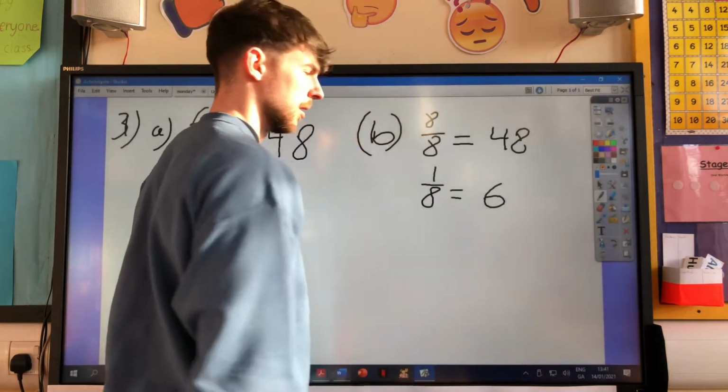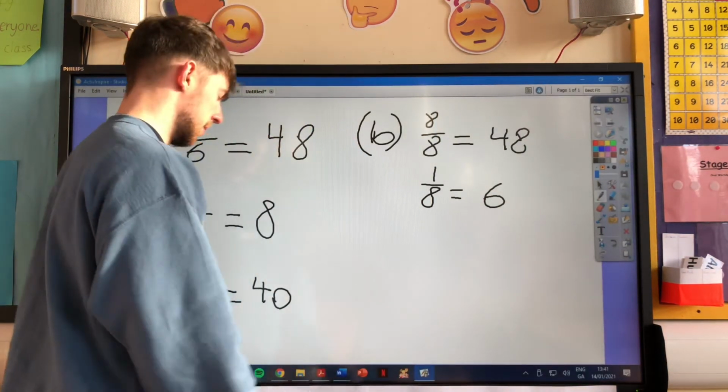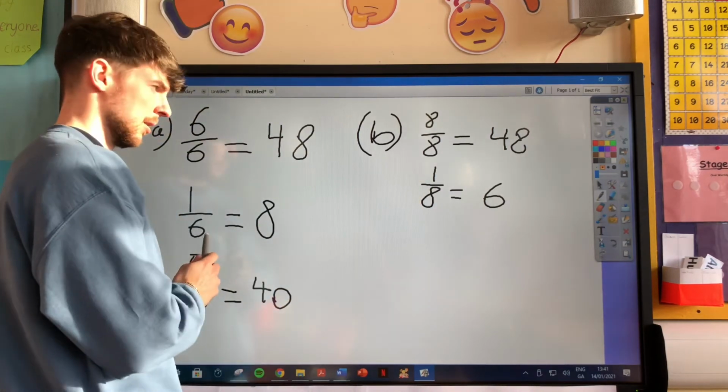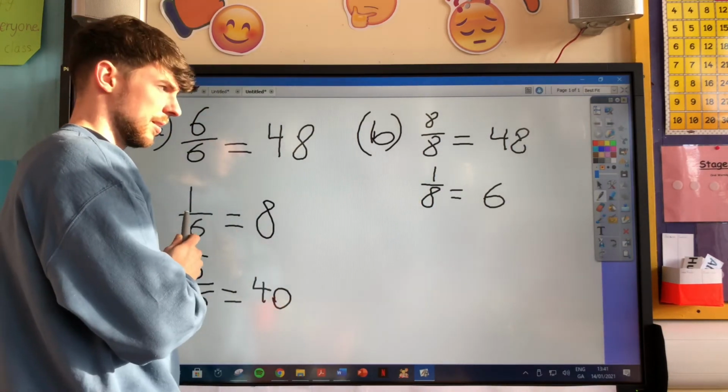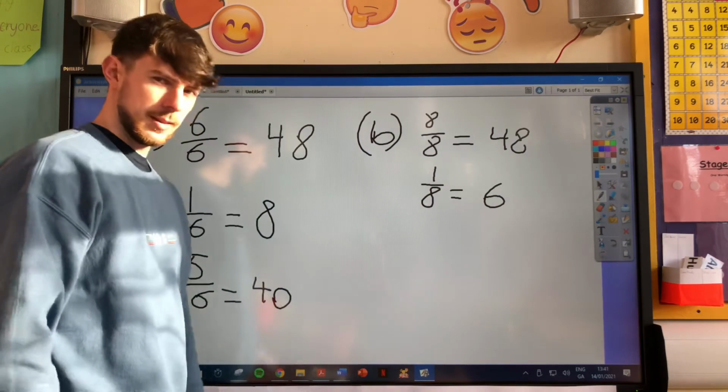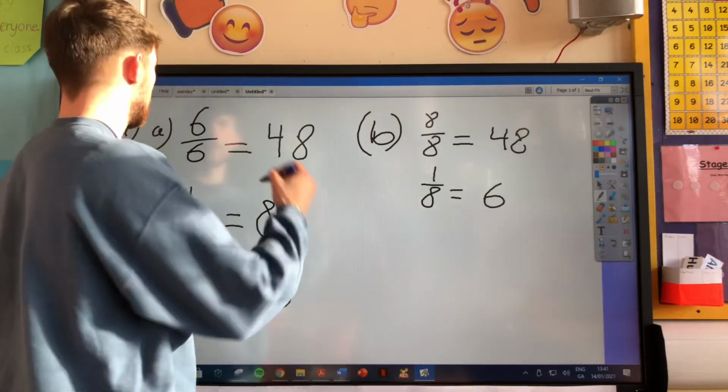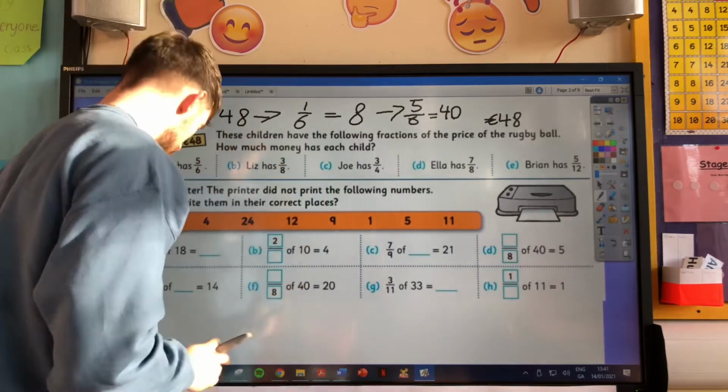What do we know that is? 6. Okay, can we see a pattern between here and here? 1/6 is equal to 8. 1/8 is equal to 6. Can you see a pattern there? That might help you a small bit.